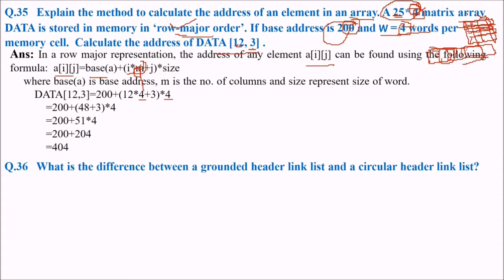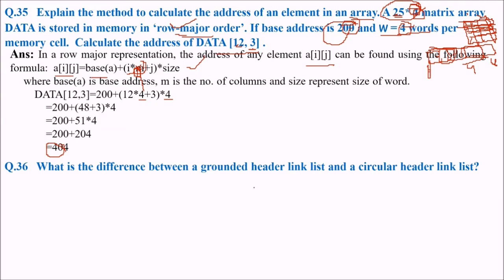For every element we have to start with 0 or say 1, and then we go to 4, then we go to 8, like this. That is why we have m here. So now this is a formula for us. We can directly input the values and find out that the address is 404.